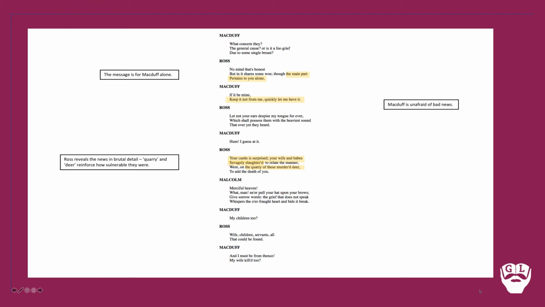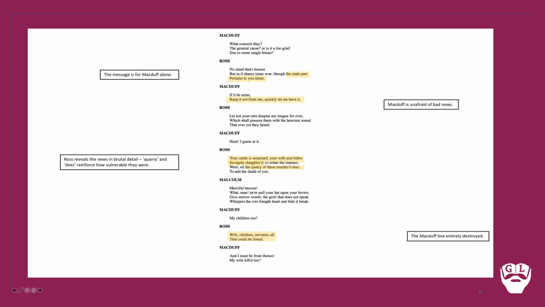You know, it's this idea of quarry, like a massive element of death, a huge pile of the dead, and deer, like the animal, reinforcing how vulnerable his entire family were and how they were butchered and completely cut apart by the forces of Macbeth. Malcolm reacts with shock, but Macduff's reaction is more slow to build. He says, "My children too?" Ross confirms wife, children, servants, all that could be found.